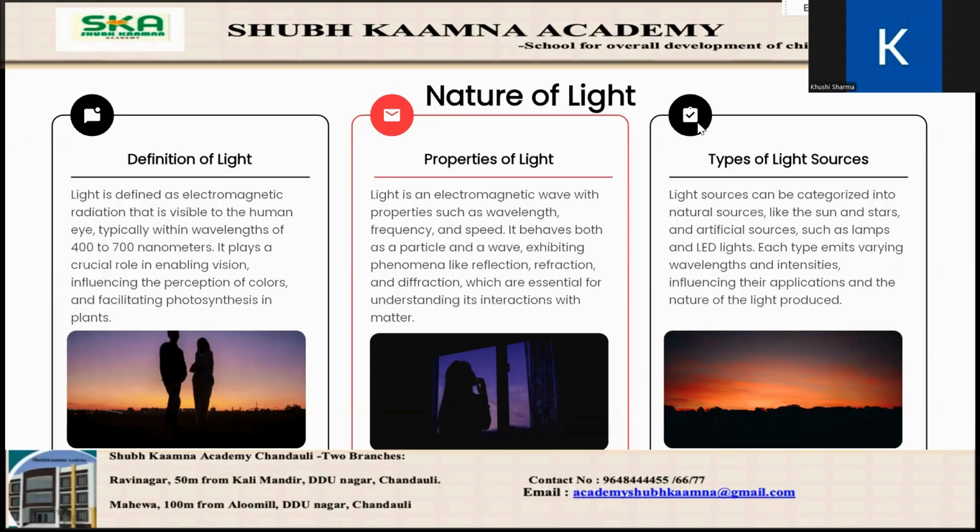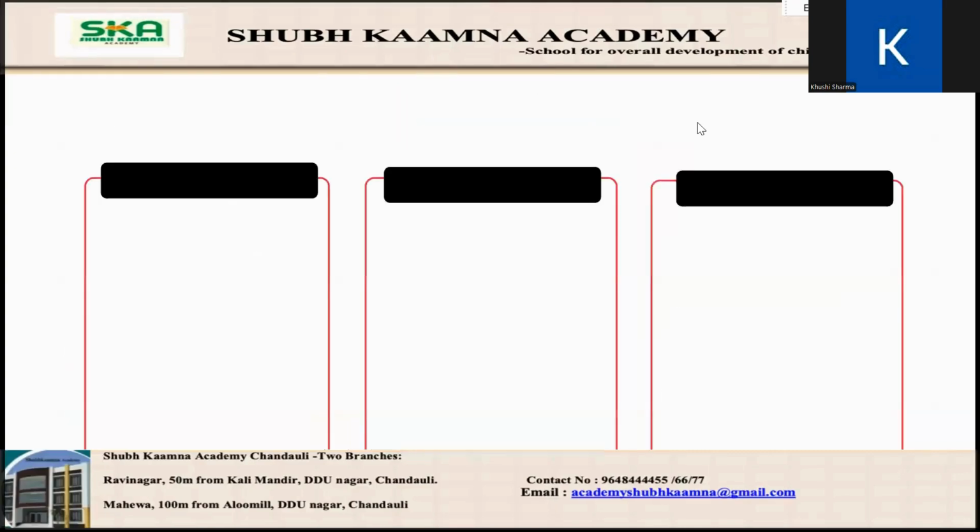Light helps us do everything from seeing your notebook to clicking selfies to growing plants. Light is defined as electromagnetic radiation that is visible to the human eye, typically within wavelengths of 400 to 700 nanometers.